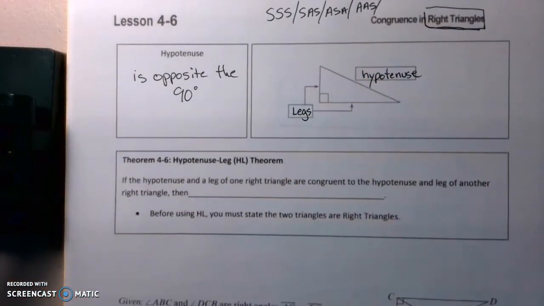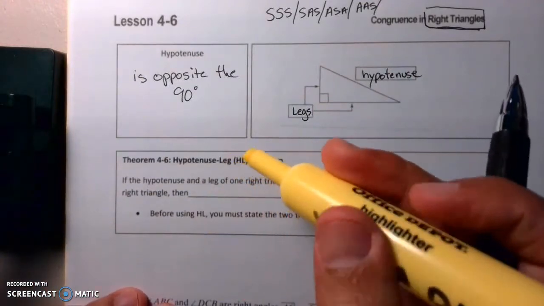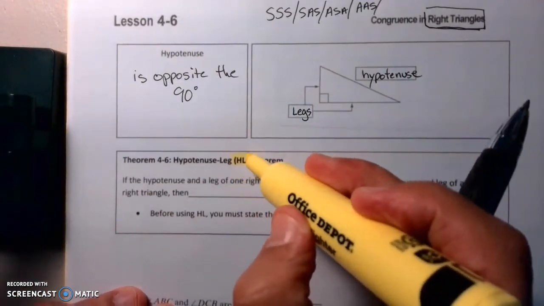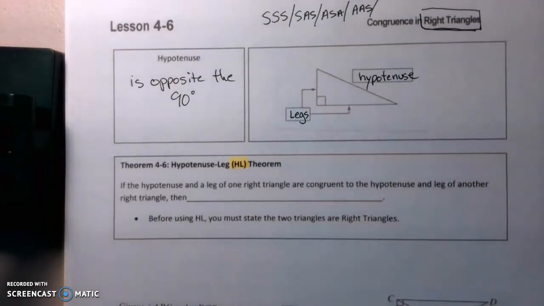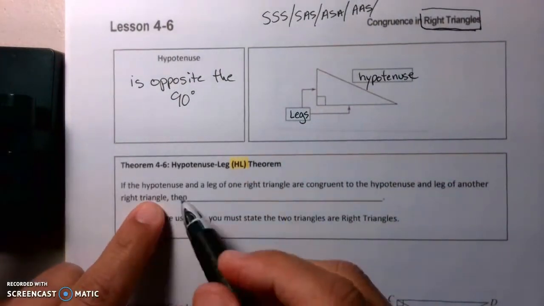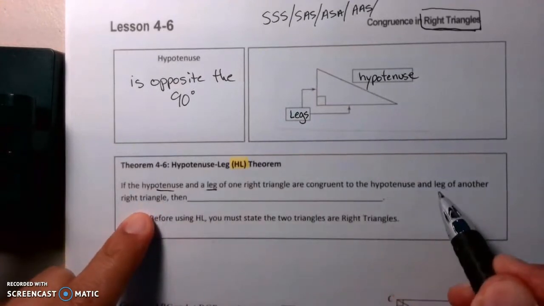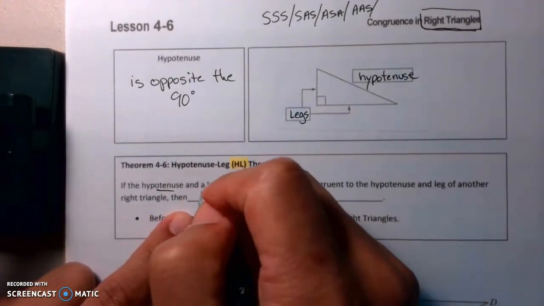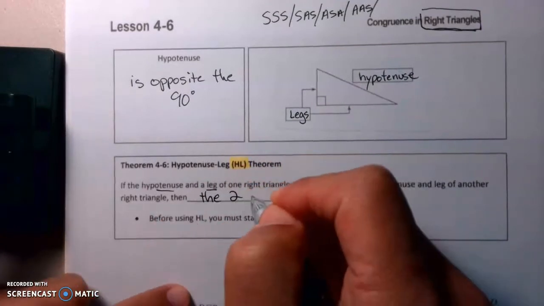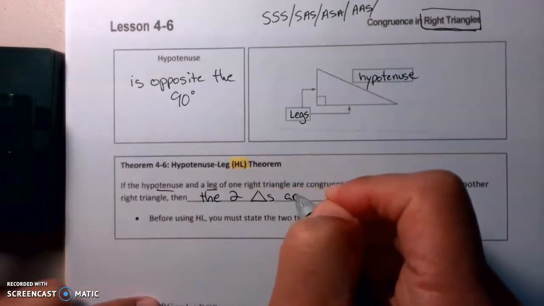All right, so here is this new formula, and instead of SSS, SAS, it's going to be HL, which stands for hypotenuse and a leg. If the hypotenuse and leg of one triangle are congruent to the hypotenuse and leg of another triangle, then the two triangles are congruent.